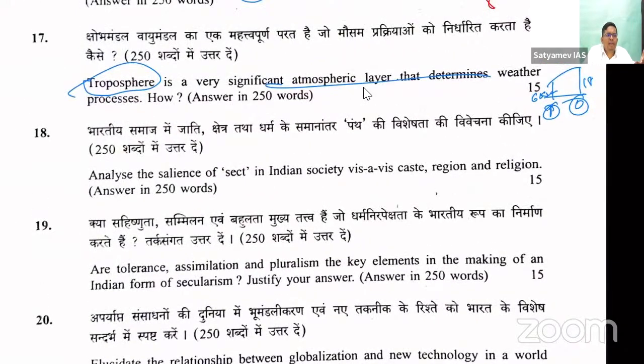So this is how you can write. You are going to write this. Is it clear? Can you write it very clearly? There are so many points.